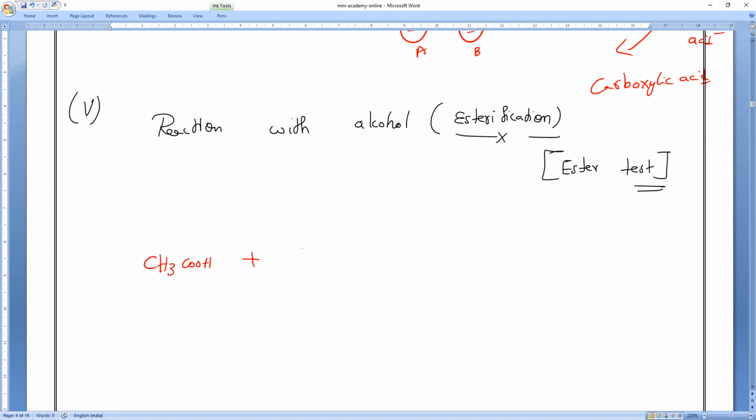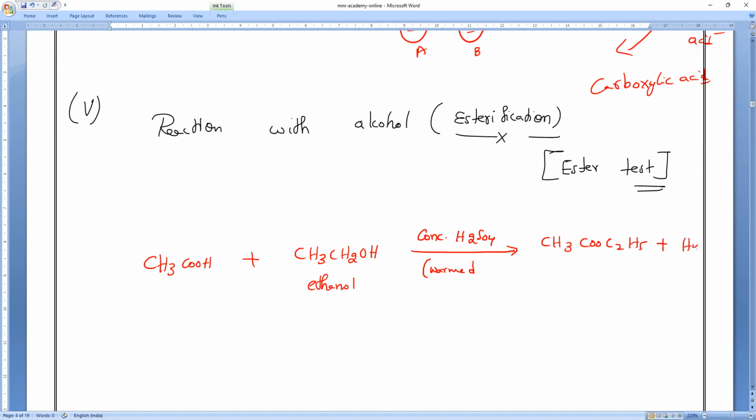What will happen, everybody? Some smell will come. It will react with the ethanol under the presence of something. Anybody can tell what that is? Concentrated H2SO4, and we have to warm it also. Then we'll get CH3COOC2H5. So what is the name of this compound? Anybody?